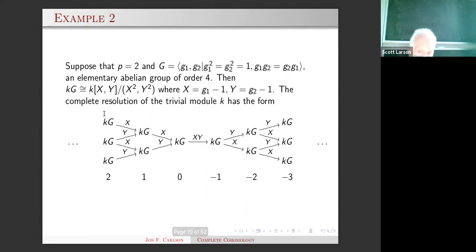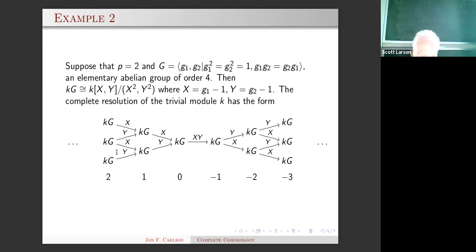But let's go on. Okay, so what happens when you're not in a cyclic situation? So I want to look at a group of order 4. Okay, elementary abelian group of order 4. It's going to be isomorphic to Z mod 2 times itself, and it's generated by G1 and G2. Again, I can say, okay, we'll let X be G1 minus 1 and let Y be G2 minus 1. And what you should notice is that X squared is 0 and Y squared is 0, because now I'm in characteristic 2, right?